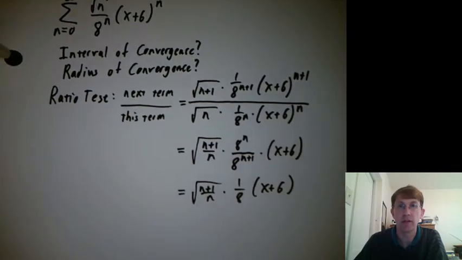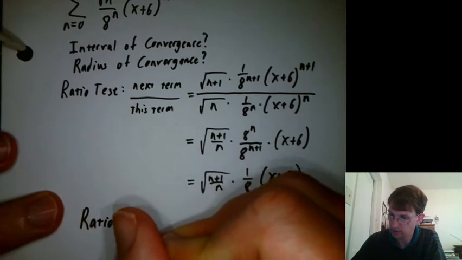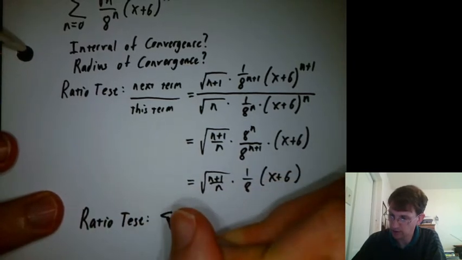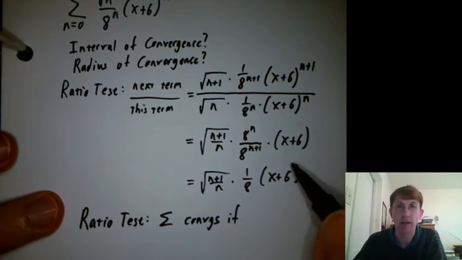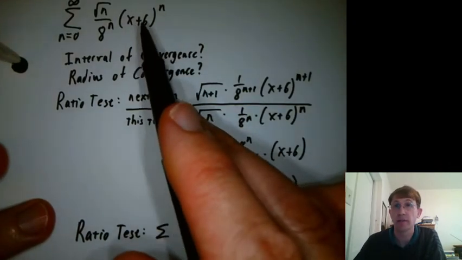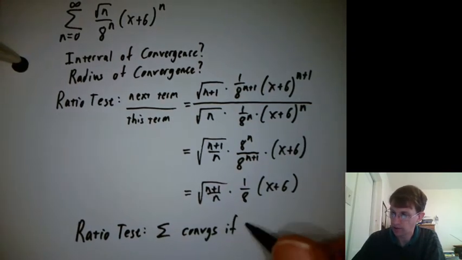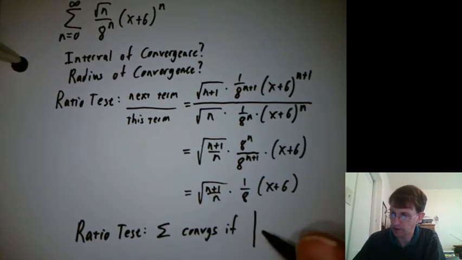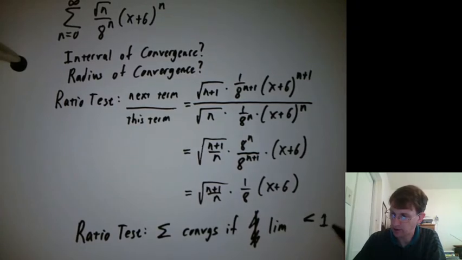So what do we need this to be for the ratio test? It says the sum converges if, and again, we didn't have any alternating here, but x plus 6 could be negative, and then that would induce alternating signs. So overall, we can just put absolute values on it. I'll say the limit is, what, less than 1.